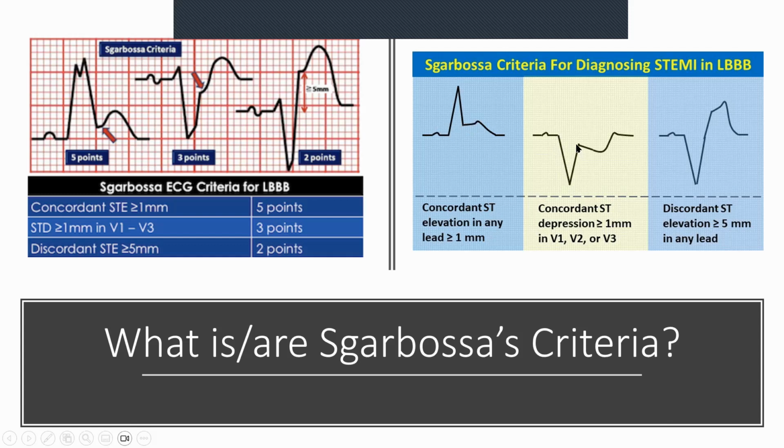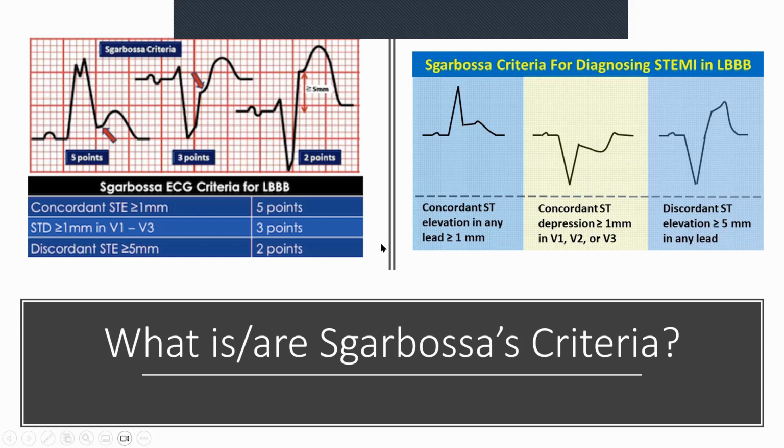QRS complex down, ST down, concordance, right? So this is in V1, V2, and V3 that they're talking about, and concordant in any lead that they're talking about. I must be honest, you will see this mainly in leads V1, V2, and V3. It's not very common to see it out of that. And then a discordant ST elevation greater than 5 millimeters in any lead would immediately start telling you this could well be a myocardial infarct.